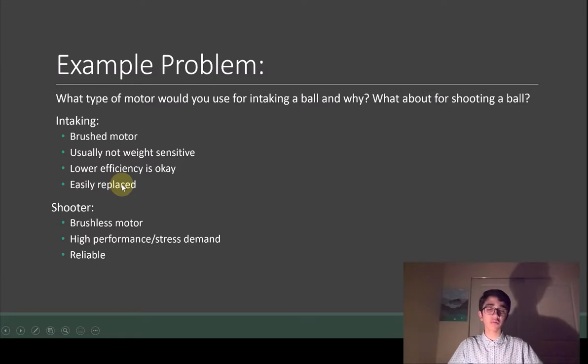We don't want to have to replace the shooter motor very frequently, and it needs to be able to handle that high stress environment. So the reliable brushless motor is the way to go.